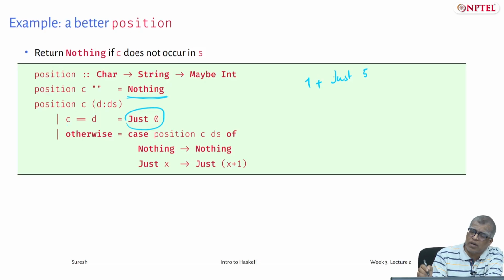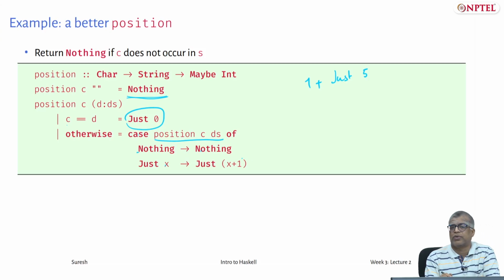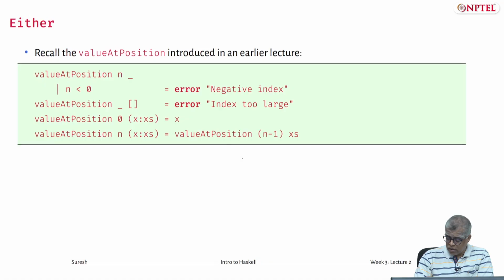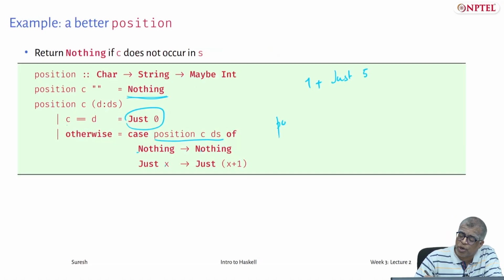We will see that there is a clean way of doing this much later. But for now, you can use the case construct. For position C D, you make the recursive call, then you do a case analysis of the return value. In case it is nothing, you return nothing. In case it is just x, you return just x plus 1.